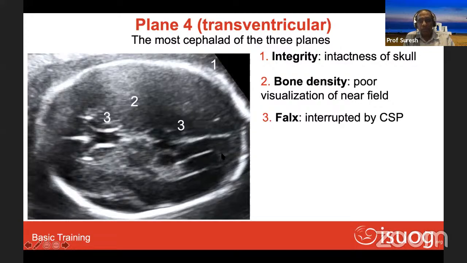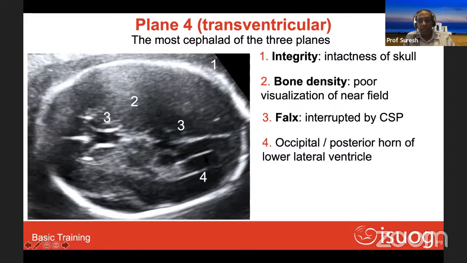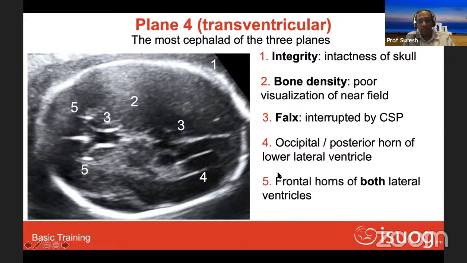The third thing we want to look at is the midline falx, the white line which runs, and is interrupted by the cavum septum pellucidum. And then we see the occipital or posterior horn of the lateral ventricle. And here is the point where we actually do the measurement.